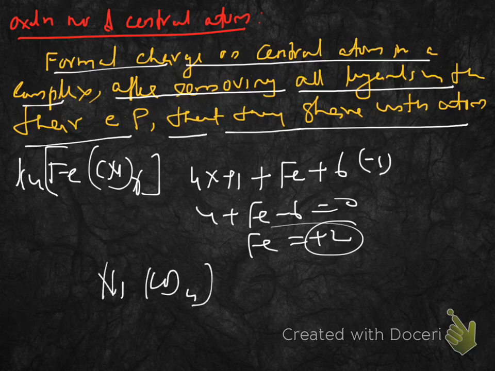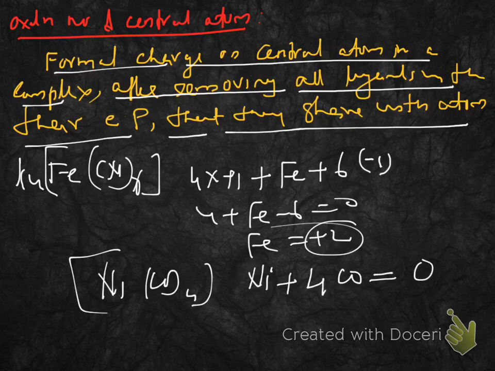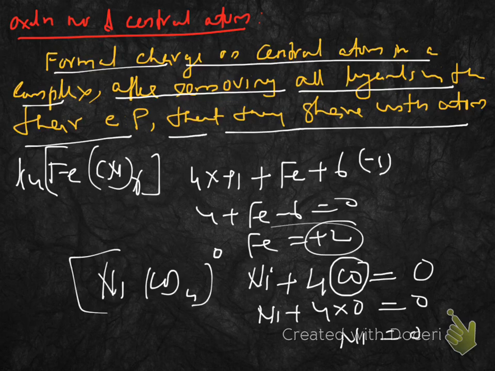Ni(CO)4. We have to find the oxidation number of nickel. Nickel plus 4 CO equals 0 because it is a neutral molecule. Here we have no charge, so we equate with 0. Ni plus 4 into CO, which is a neutral ligand with no charge, so 4 into 0 equals 0. So nickel is also 0. In this way you can find the oxidation number, and this method you have already studied in lower classes.